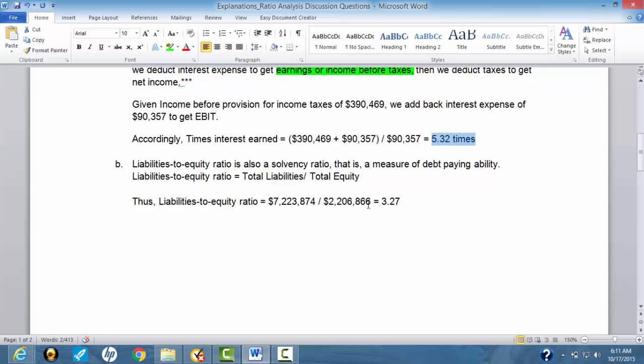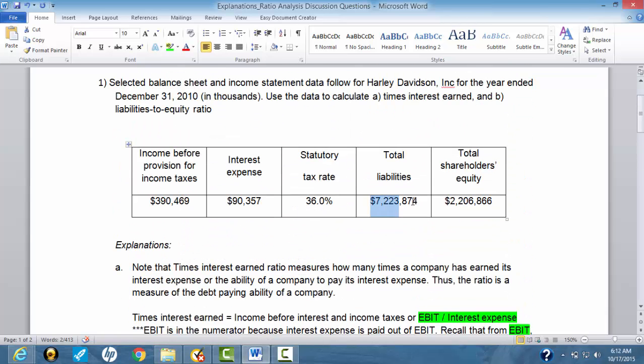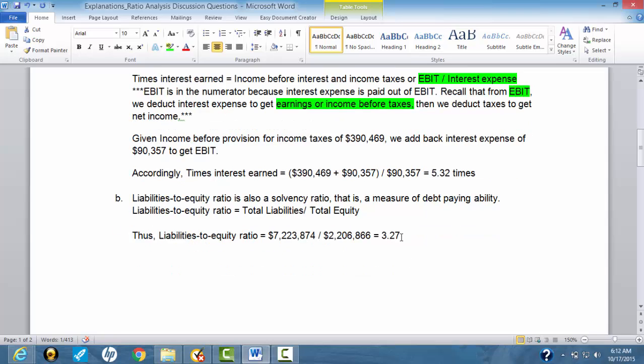So the ratio is calculated as follows: total liabilities divided by total equity. So let's look at the information provided. We have total liabilities, we have total equity. So we divide the two and we get 3.27. So that is our debt to equity ratio, or liabilities to equity ratio. The higher the ratio, the more risky the company is.